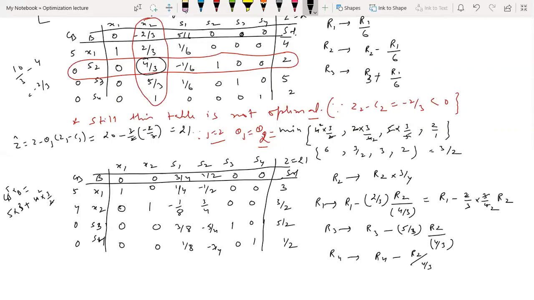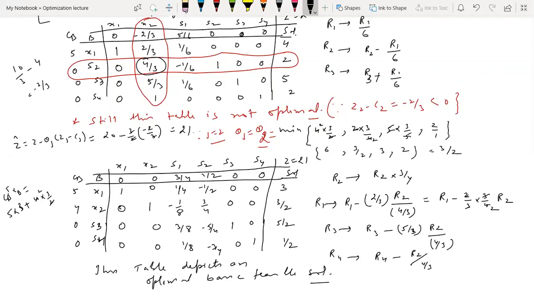So that means this table depicts an optimal solution, in fact, an optimal basic feasible solution. And my algorithm terminates here.